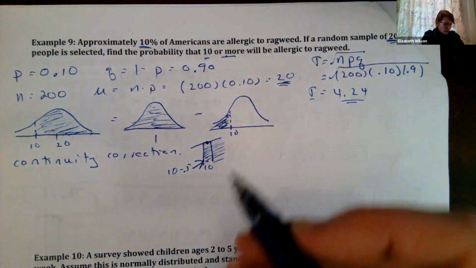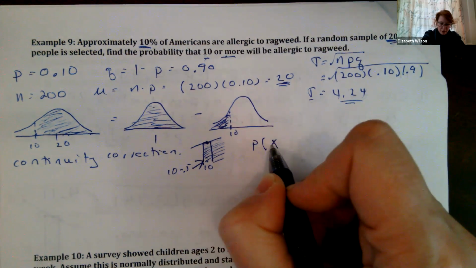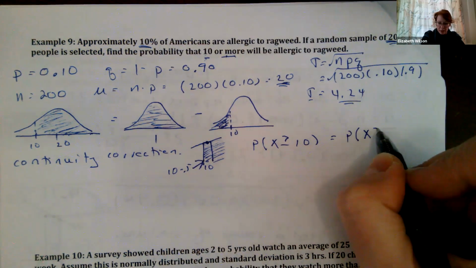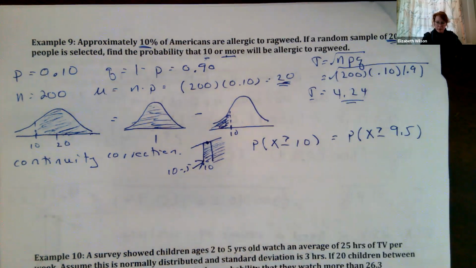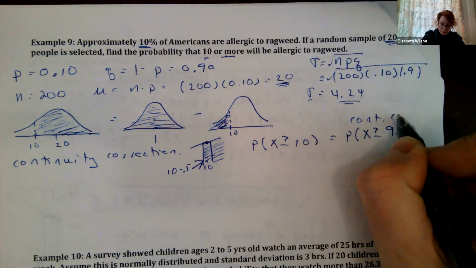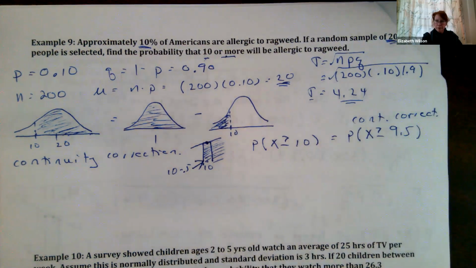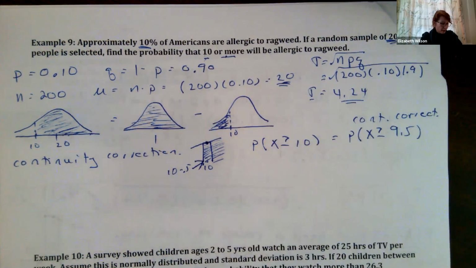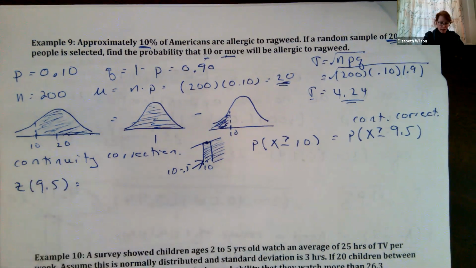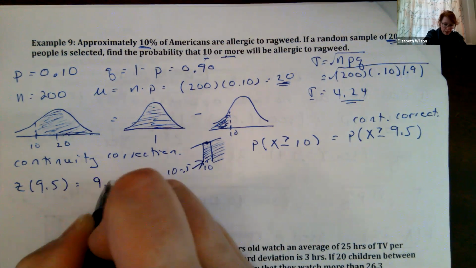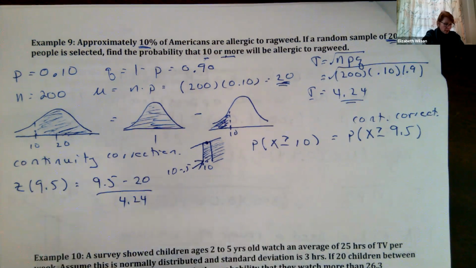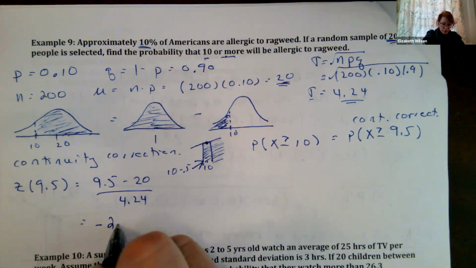Okay, so what I'm looking for is the probability that x is greater than or equal to 10, which, with our continuity correction, is the probability that x is greater than or equal to 9.5. This is our continuity correction right here. So now this is what we're going to be calculating our z value based off of. So I'm going to say 9.5 minus my mean, all over my standard deviation, 4.24. That gives me a z value of minus 2.47.